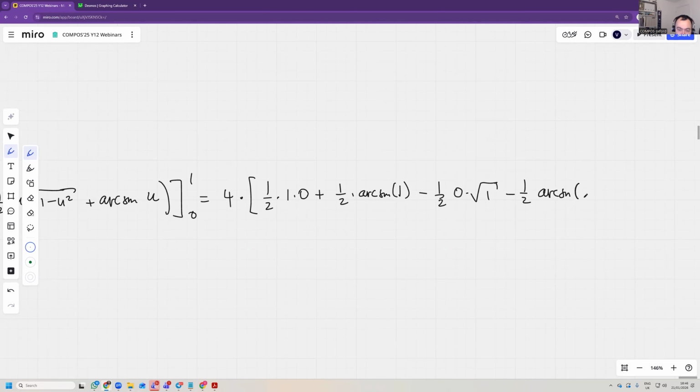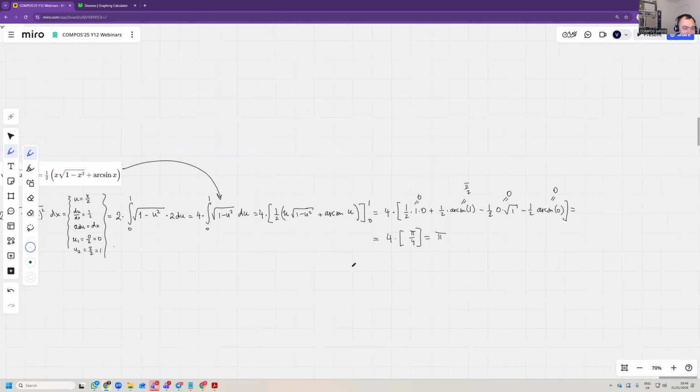We know that arc sine 1 is pi over 2, and arc sine 0 is 0. And therefore, it's 4 multiplied by, so that's 0, that's 0. So that's pi over 4. 4 multiplied by pi over 4, which is just pi.